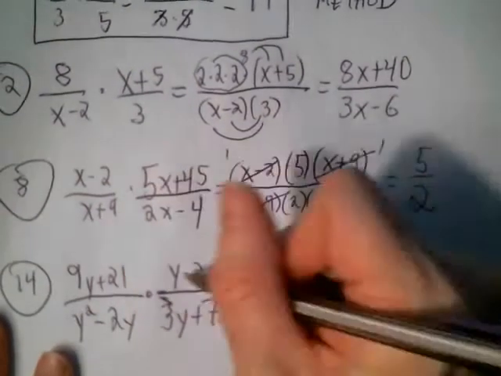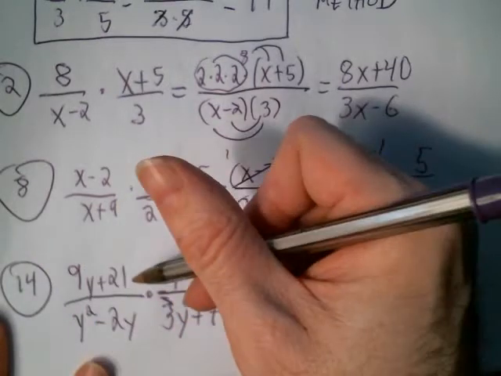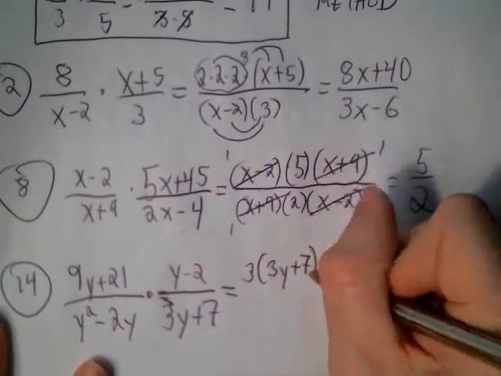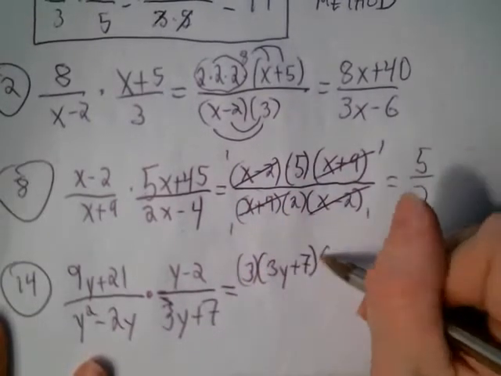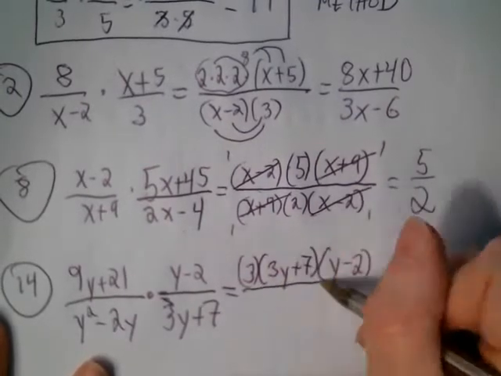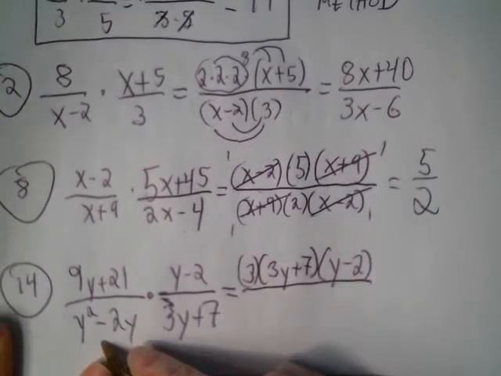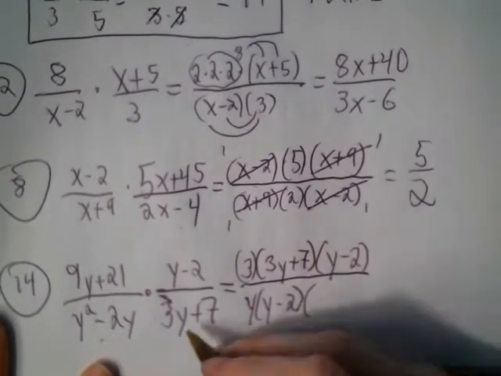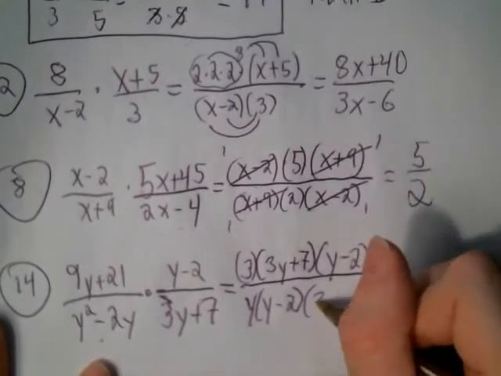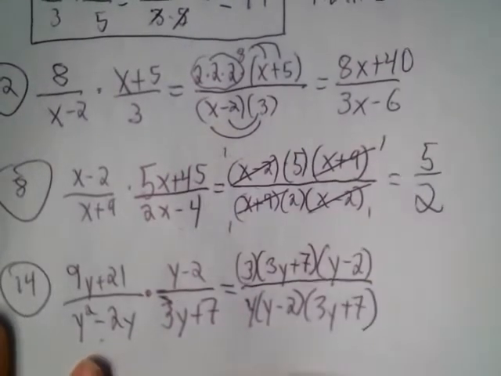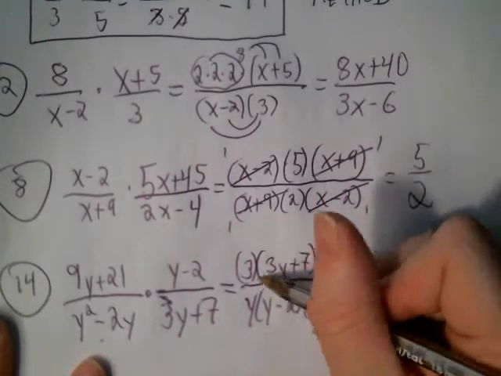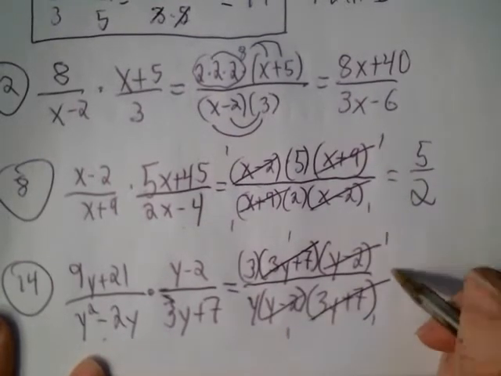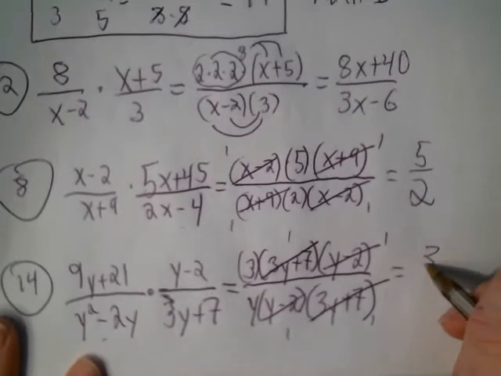Okay, so as I go across, I want to factor. So from this guy, I'm going to pull out the 3. So I have 3 times 3y plus 7. And then the y minus 2 is already factored, so just leave that alone. All over, I can factor out a y here, so I have y times y minus 2. And then times, this guy is factored already, so 3y plus 7. Right, so clearly, I have common factor here, common factor here, and you're left with just the 3 over the y. And that's it.